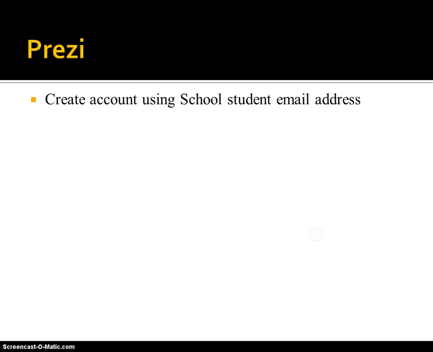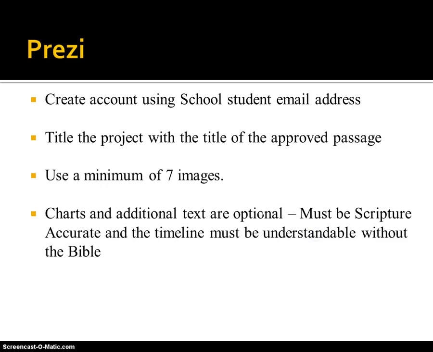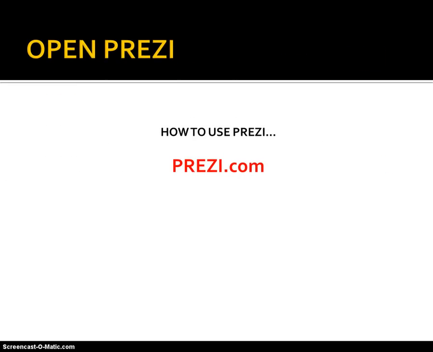For the actual project in Prezi, you're going to be using your student email address. The title of the project will be the approved subject that was discussed. A minimum of 7 images. You will probably be using a lot more. And then you could add charts or additional text, but keep in mind that it must still be scripture accurate. So you may not want a lot of text, but it must be understandable without having the Bible there explaining what the picture is. So let's start.